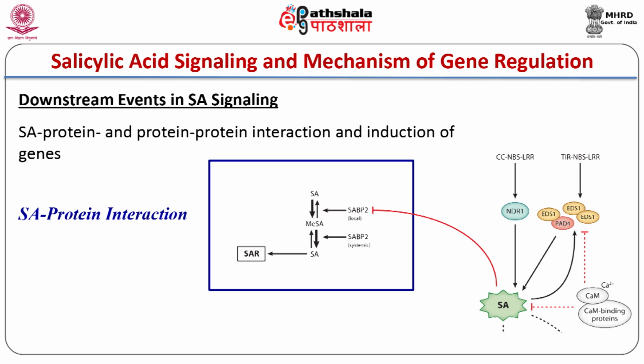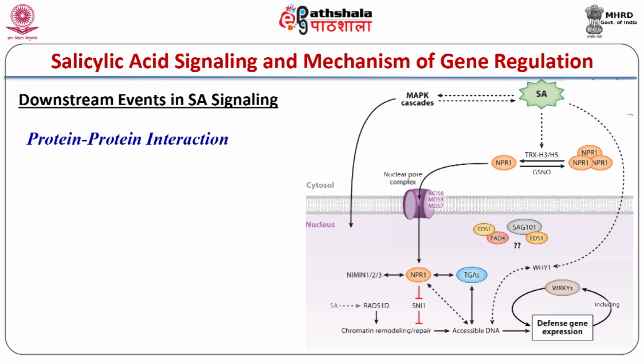Tobacco chloroplastic carbonic anhydrase, CA, is another SA binding protein that plays a role in plant immunity. Nitrosylation inhibits CA's SA binding ability and enzymatic activity. Therefore, nitrosylation of CA is thought to be a negative feedback regulation that mediates defense responses.